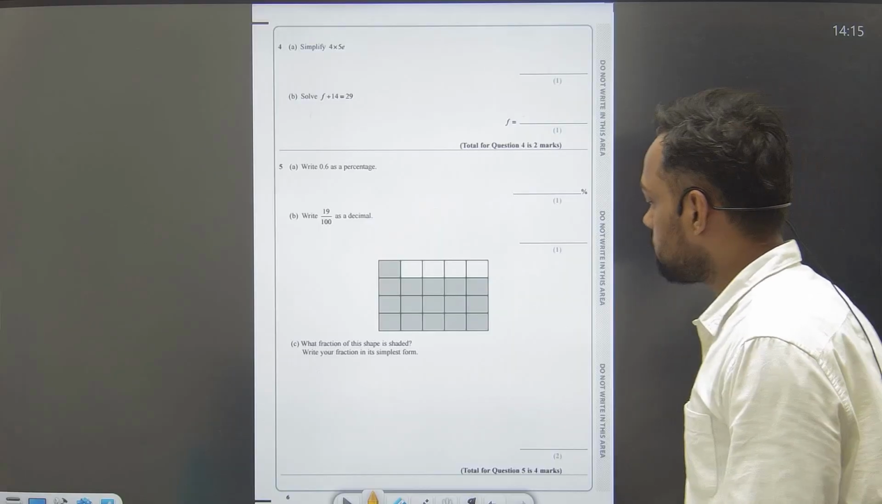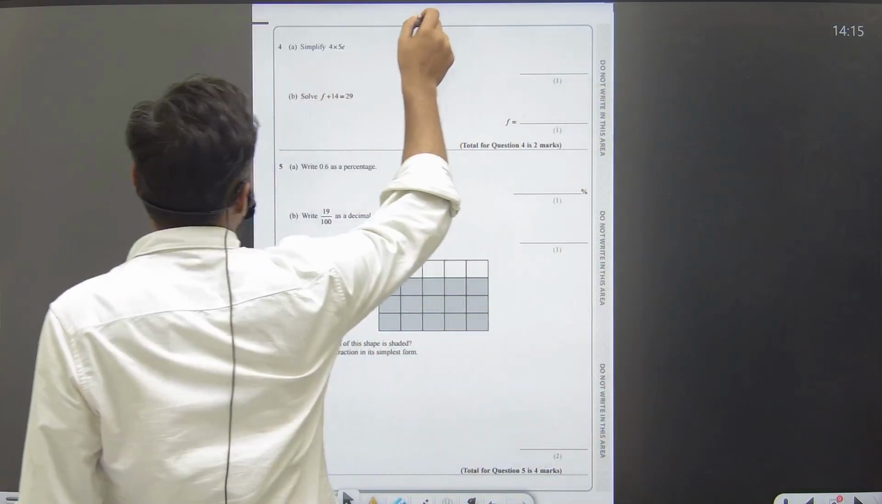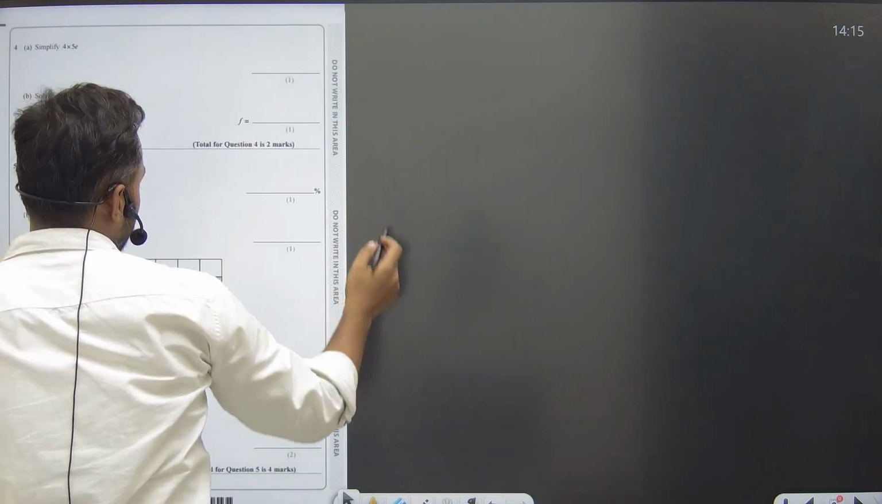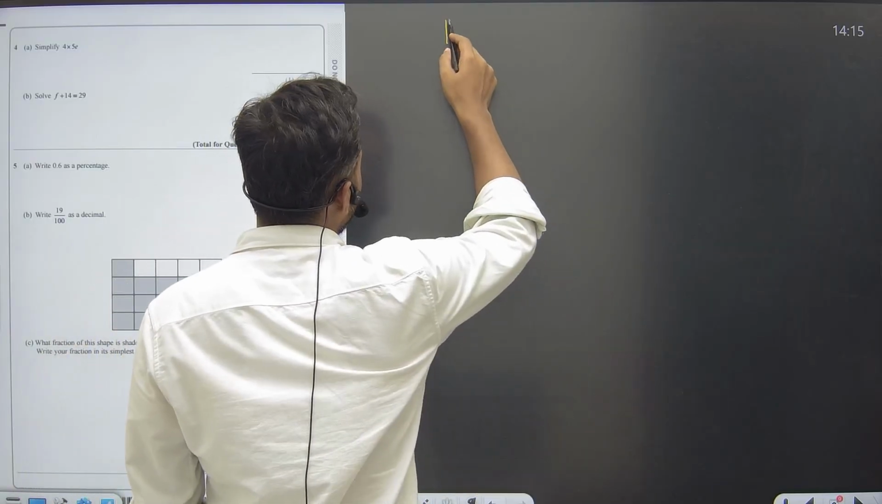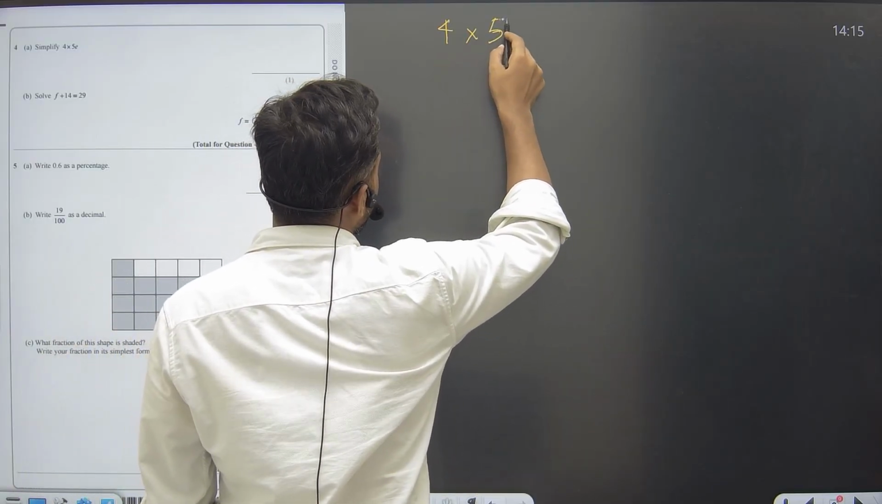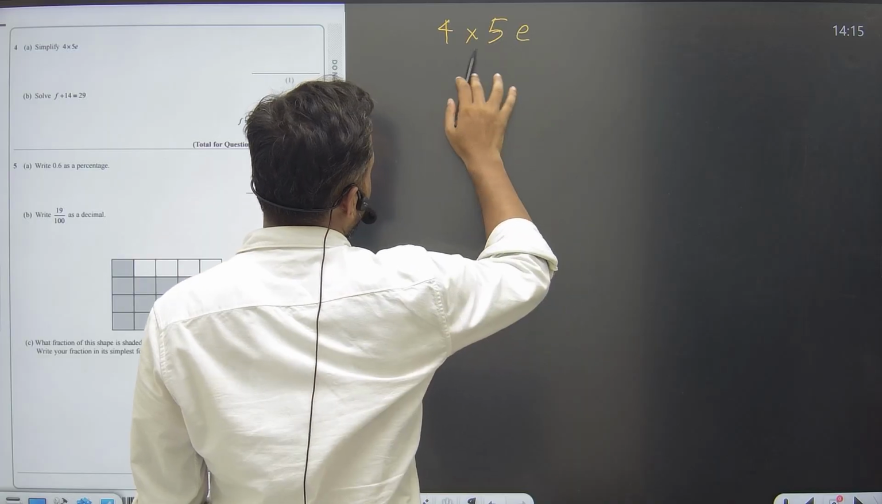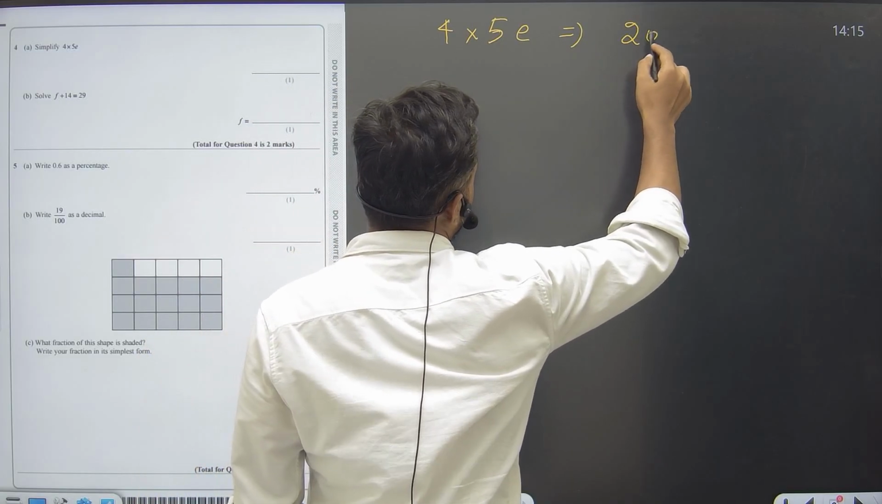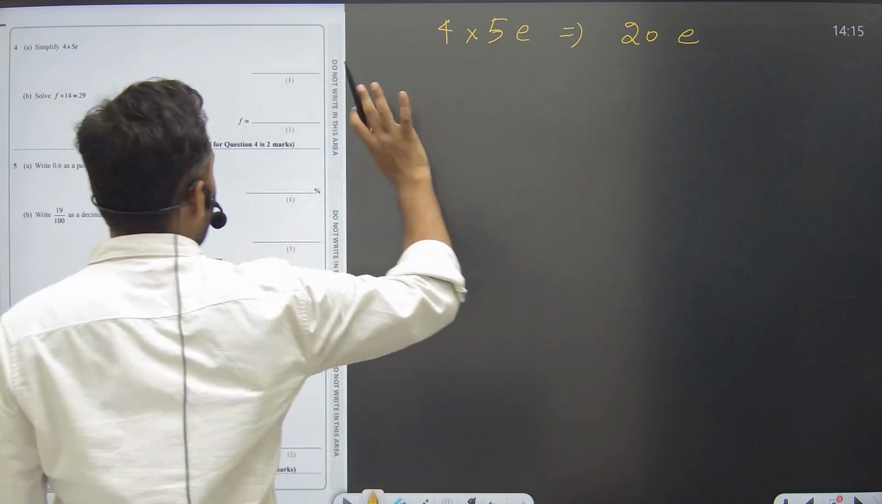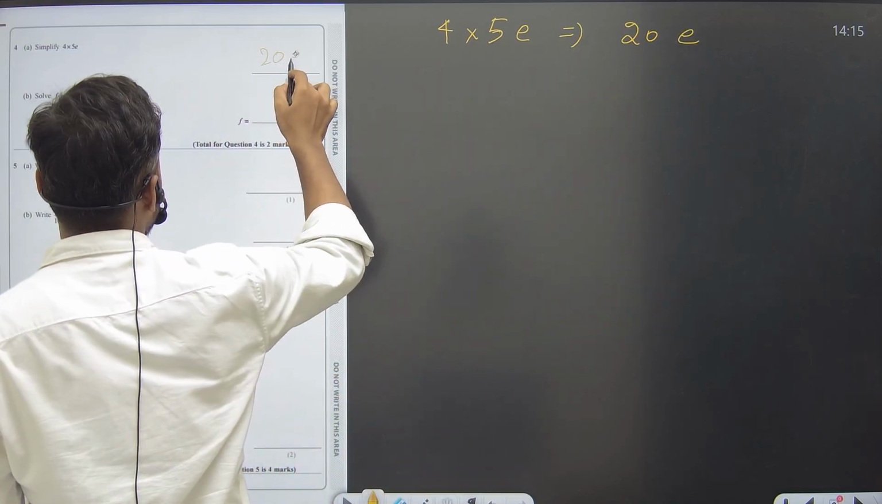Next question. Simplify 4 cross 5e. It's an easy question, by the way. 4 cross 5e. We need to multiply the numbers here. So we will get 4 cross 5, that is 20. E will stay as it is. So it will be 20e.